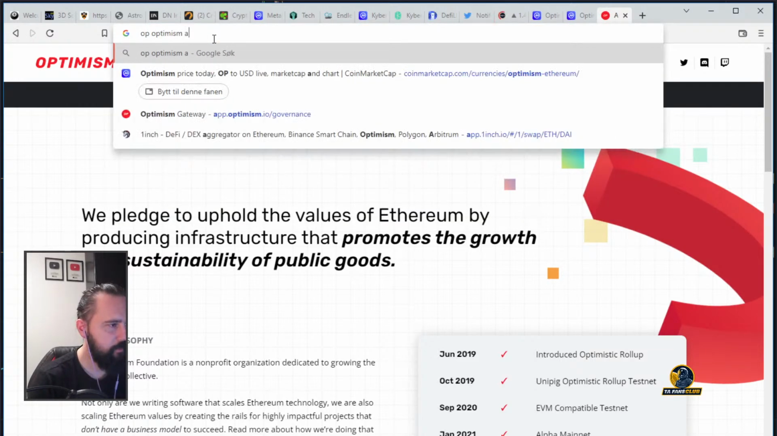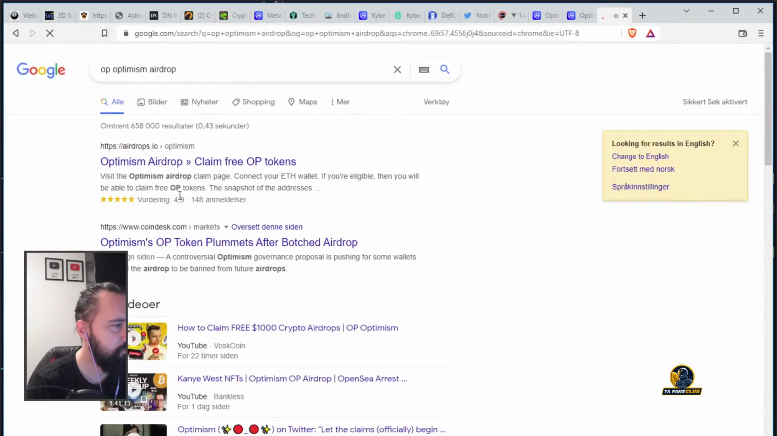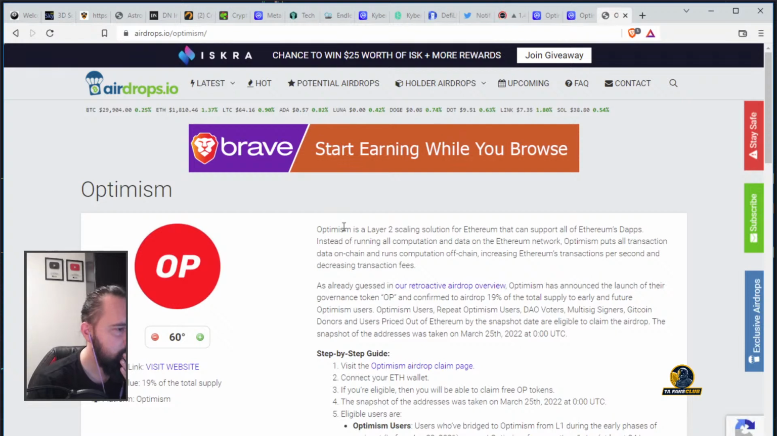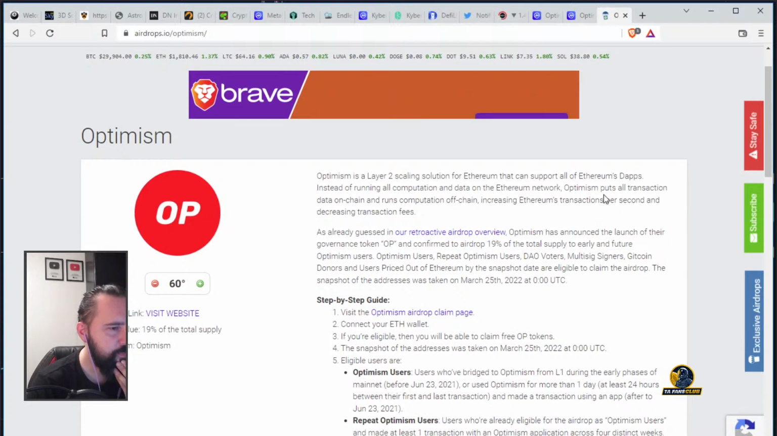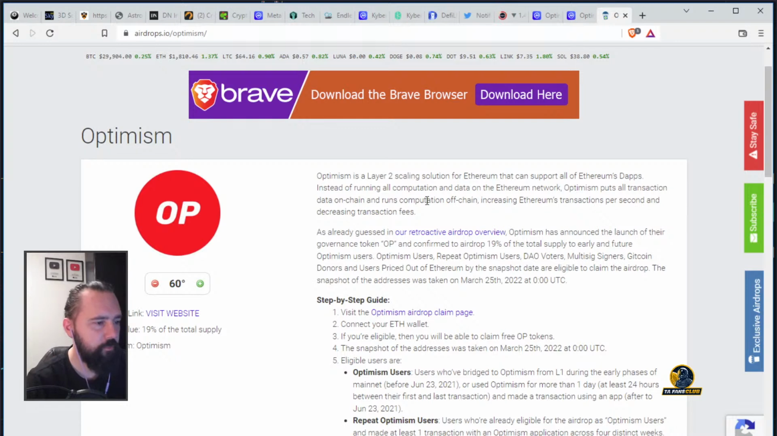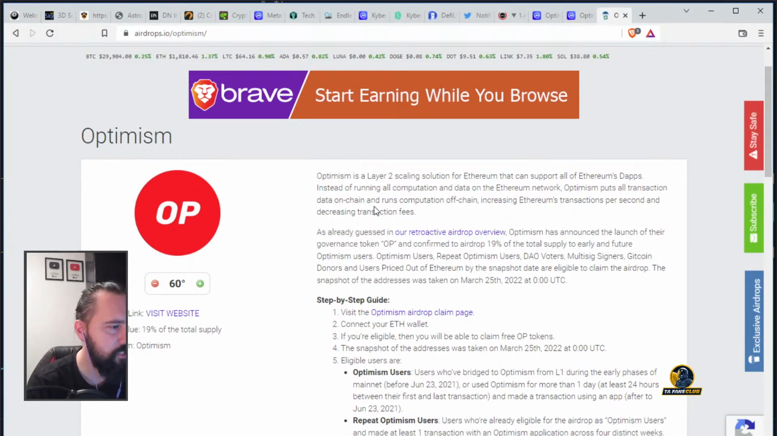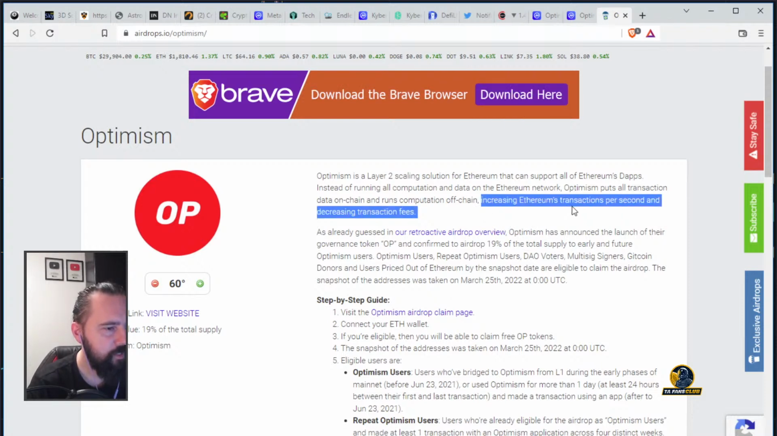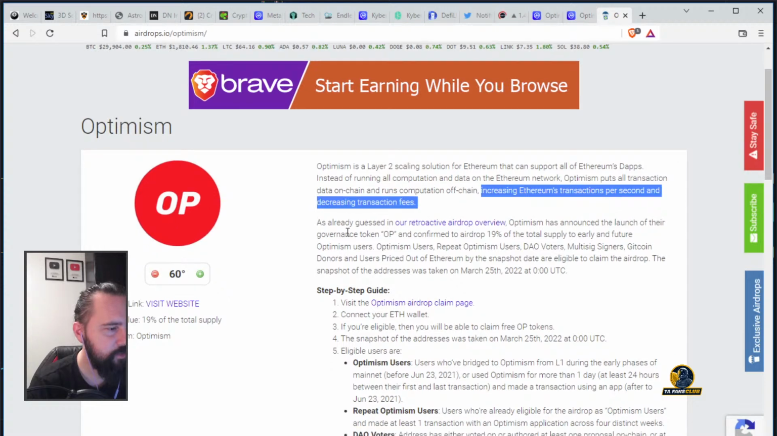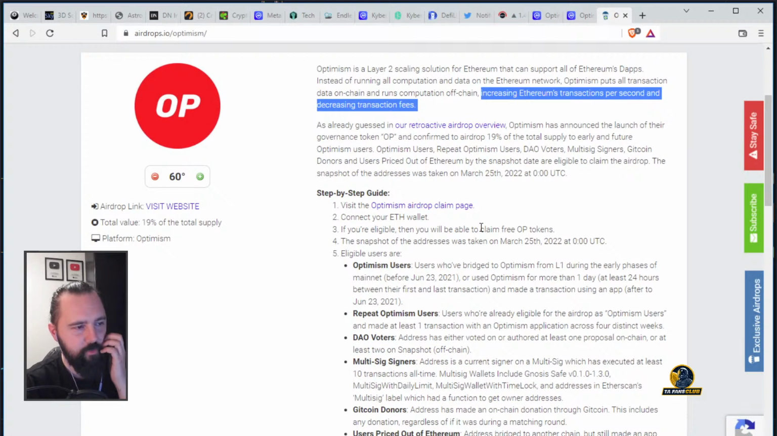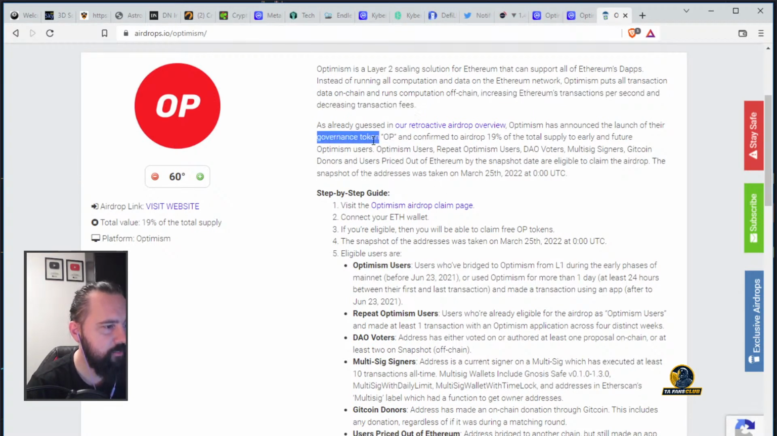Optimism airdrop. How much was the airdrop? Optimism is a layer 2 scaling solution for Ethereum that can support all Ethereum dApps. Instead of running all computation and data on the Ethereum network, Optimism puts all transaction data on chain and runs computation off chain, increasing Ethereum transactions per second and decreasing transaction fees. As already guessed in our airdrop overview, Optimism announced the launch of their governance token OP, and confirmed to airdrop 90% of total supply to early and future Optimism users.